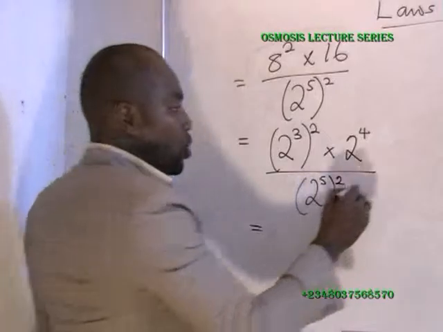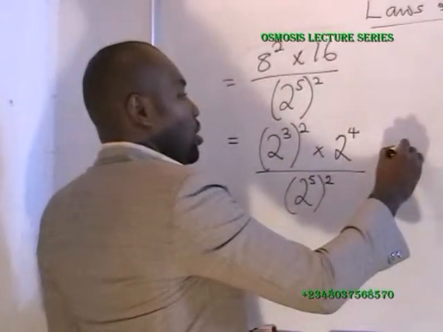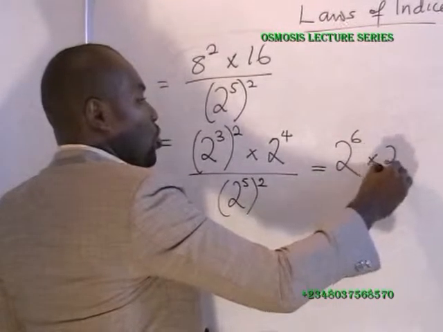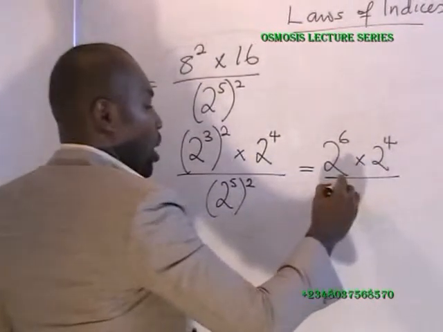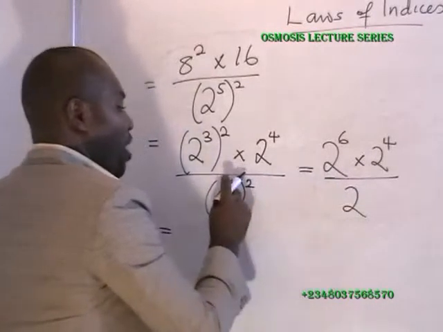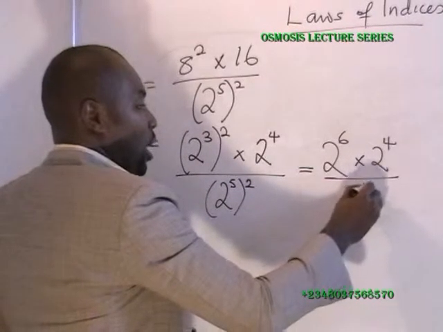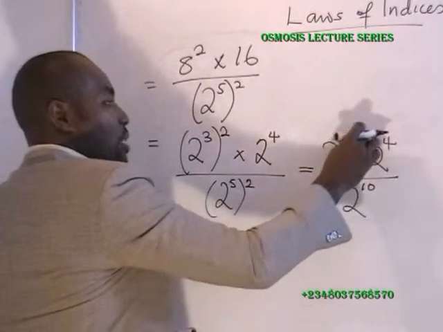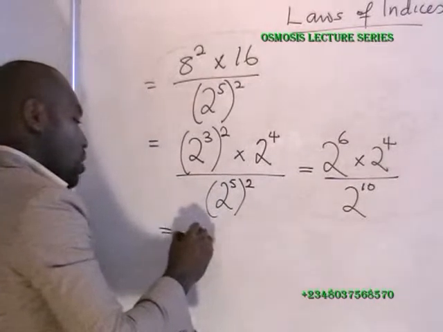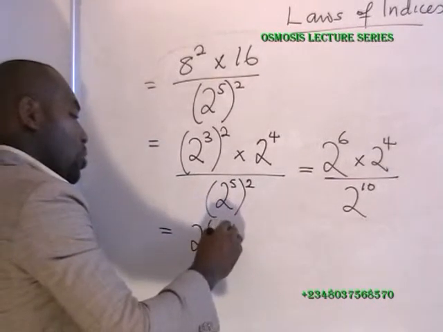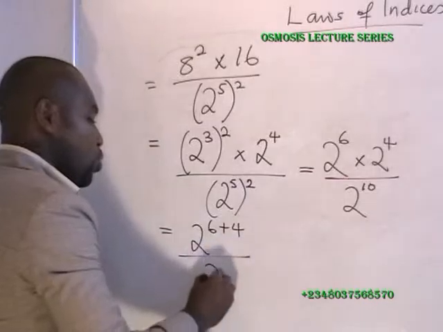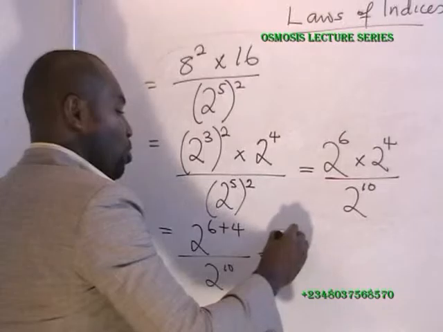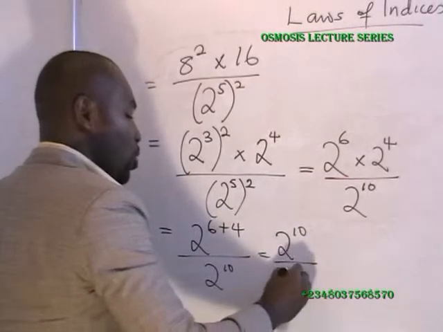Now this will be equal to, here, this is 2 raised to the power 3 times 2 is 6, times 2 raised to the power 4, all over 2 raised to the power 5 times 2 is what? 10. So that here they have the same base and the powers will be added. This is 2 raised to the power 6 plus 4 all over 2 raised to the power 10, which is equal to 2 raised to the power 6 plus 4 is 2 raised to the power 10, all over 2 raised to the power 10.